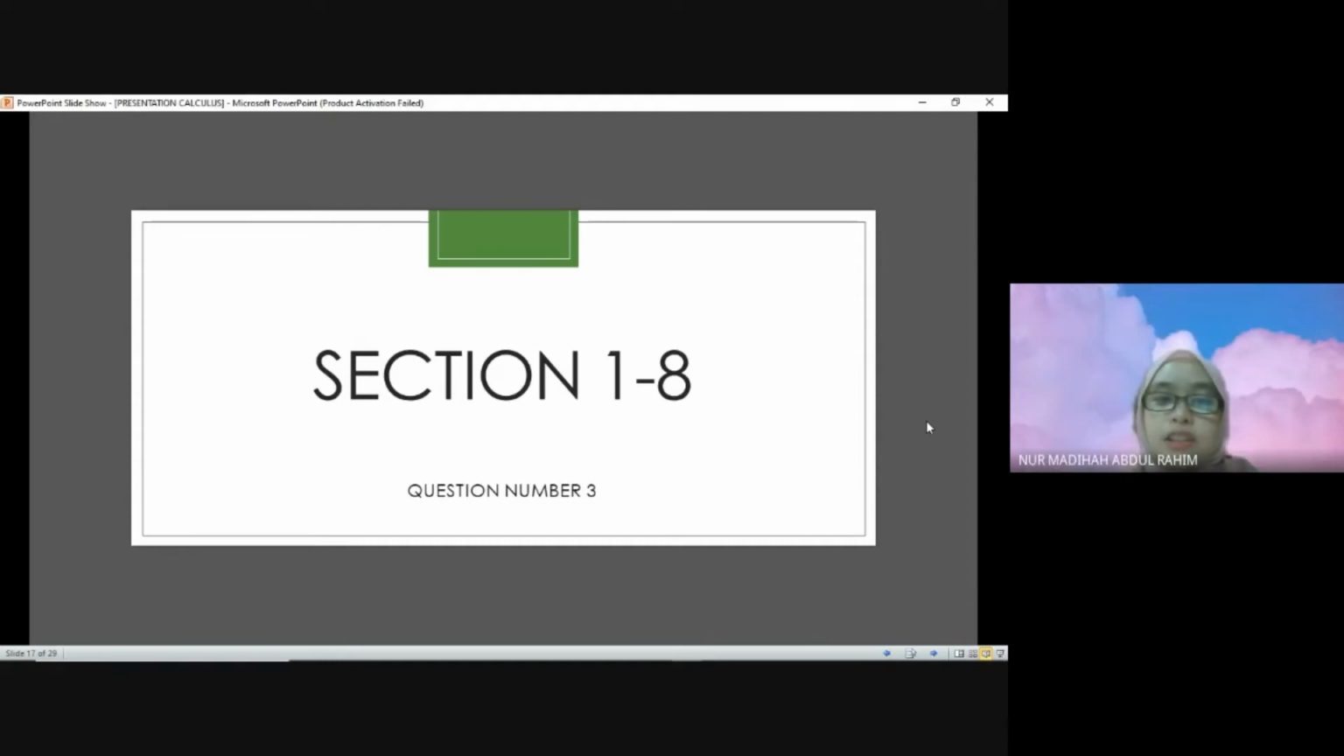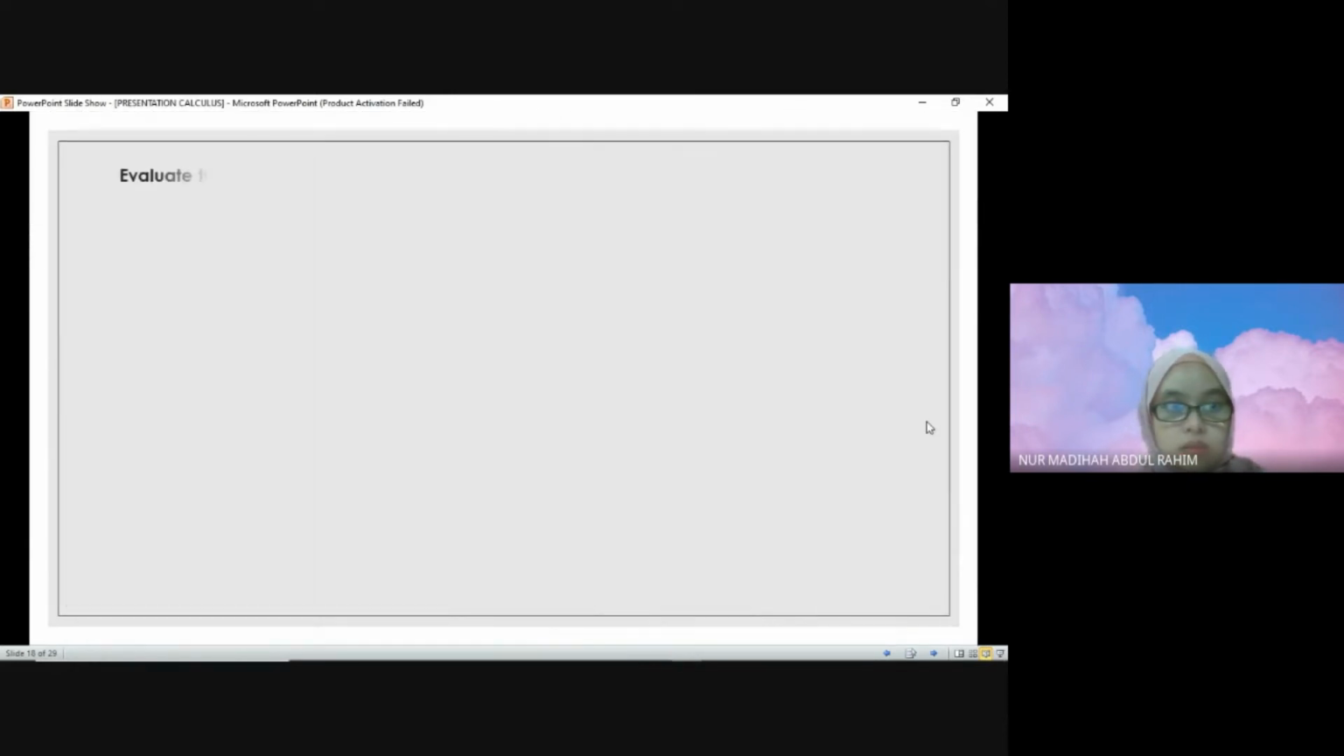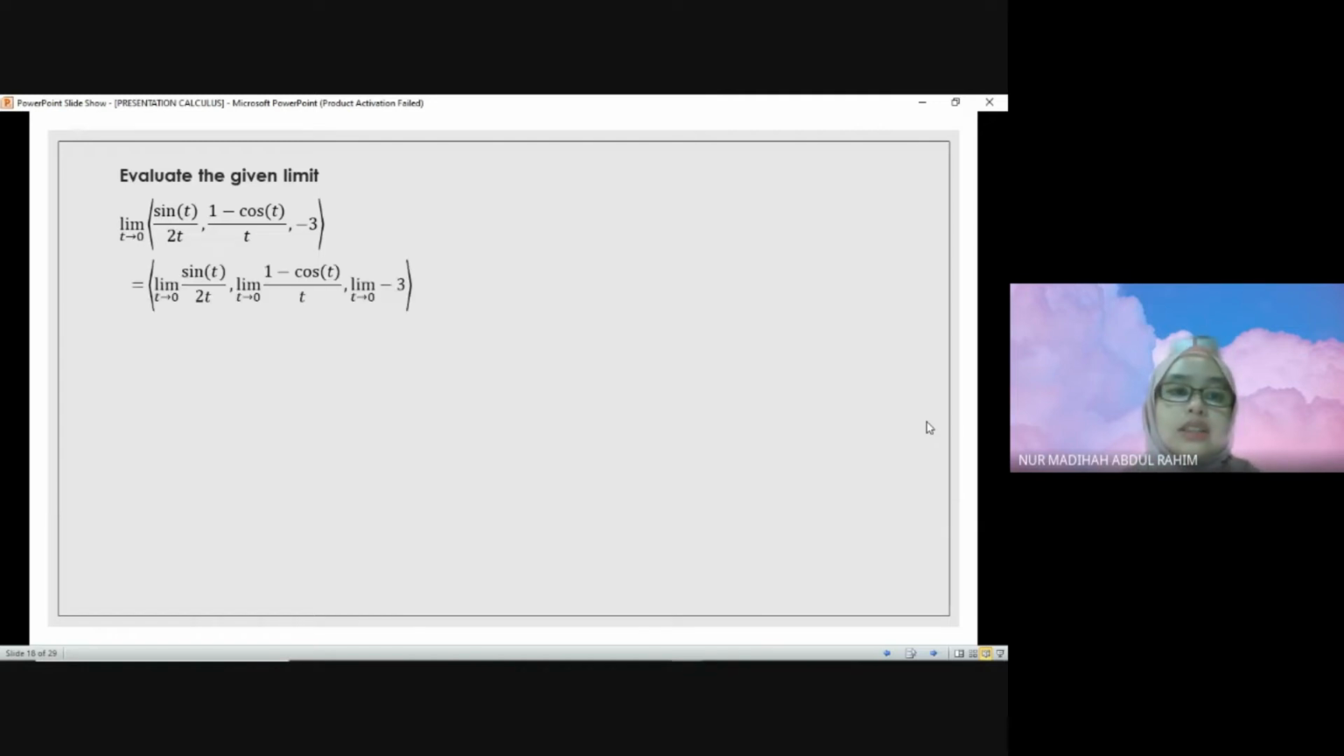Okay, for section 1.8, question number 3. Evaluate the given limit. The limit as t goes to 0 of sin t over 2t, 1 minus cos t over t, and negative 3. We substitute the limit t to 0 in each element.